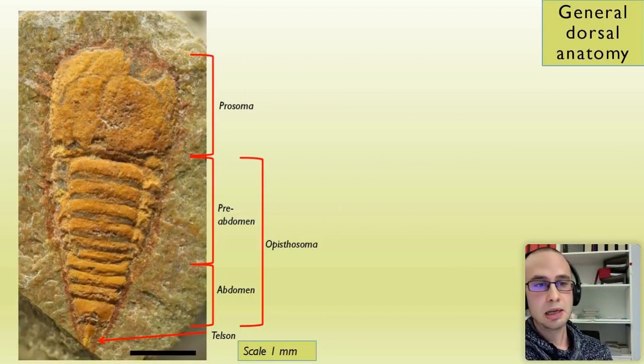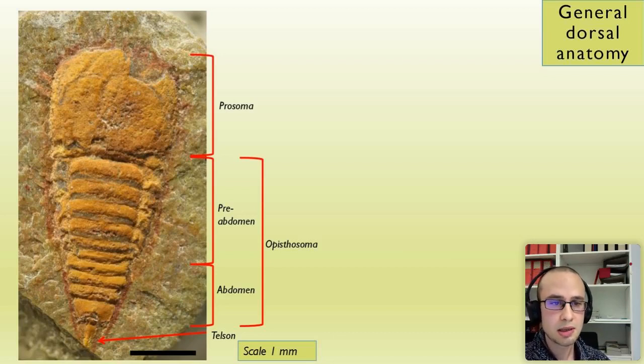But let's finally have a look at our new taxon. As you can see here from the general dorsal anatomy, the body is divided in a prosoma and an opisthosoma. The opisthosoma is made of 11 tergites. The first one of them is fully developed, which is not usual in synziphosurines, which usually show a reduced first tergite. Then the opisthosoma is divided in a preabdomen and an abdomen, and there is a telson spine at the end.